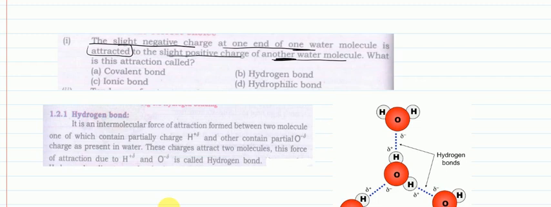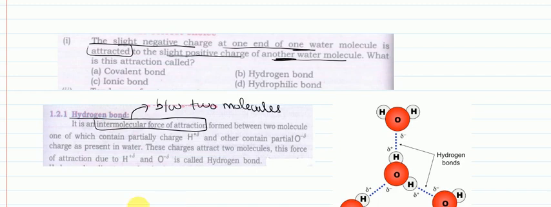We are going to discuss here the hydrogen bond. What is a hydrogen bond? It is an intermolecular force of attraction. Intermolecular force of attraction means it is the attraction between two molecules. That's why we call it intermolecular force of attraction, right? It is formed between two molecules, one of which contains a partially positive charge, H positive, and the other contains a partially negative charge, O negative, right?